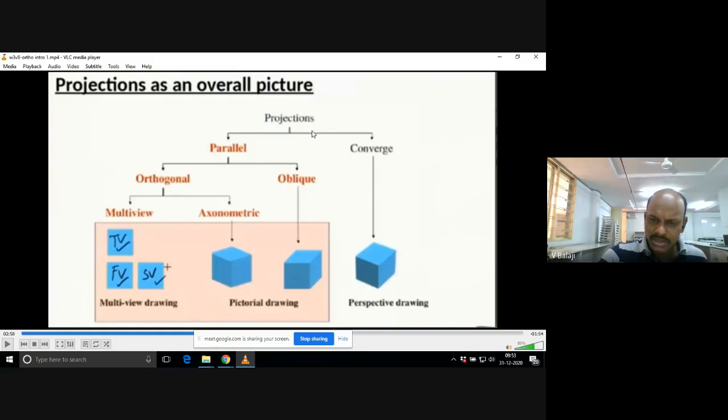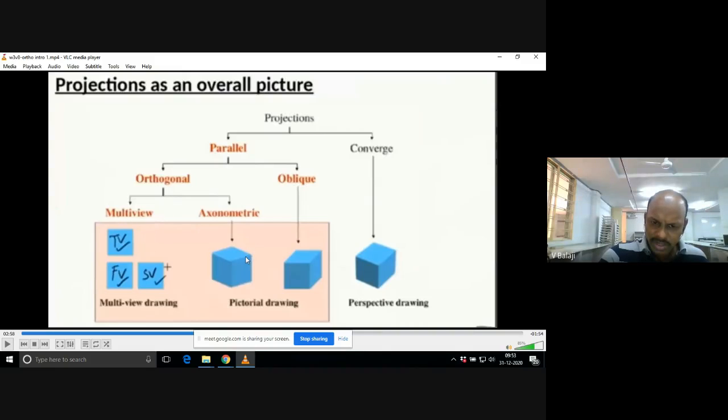So projections are subdivided into two parts: parallel and converge projection. Parallel projections are again divided into orthogonal and oblique. Now orthogonal, just now we have discussed: multi-view and axonometric. In the multi-view, simply we have top view, front view, side views. We need to draw top view, front view, and side view because three views are there. More number of views, that's why it is called multi-view.